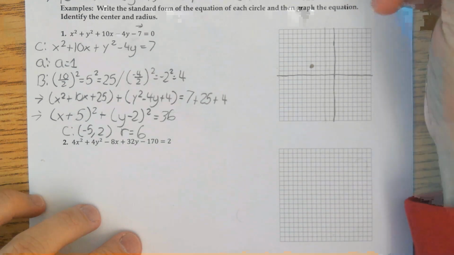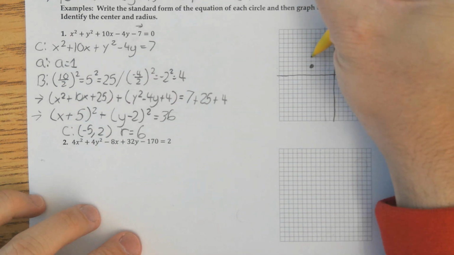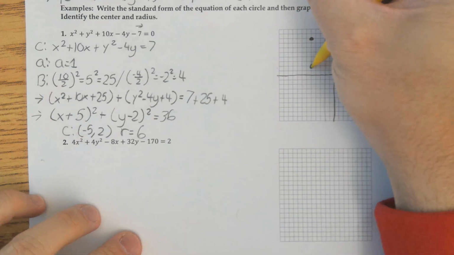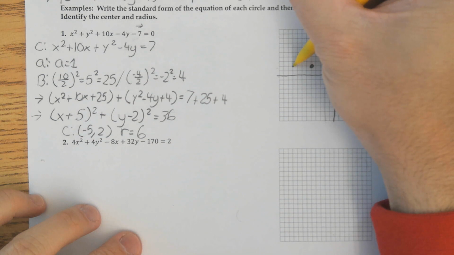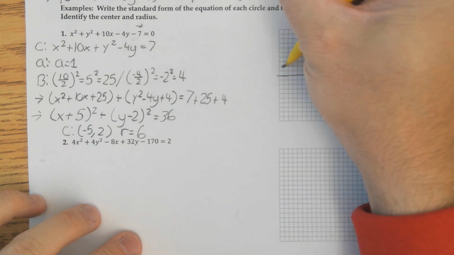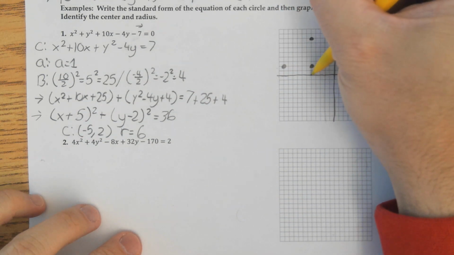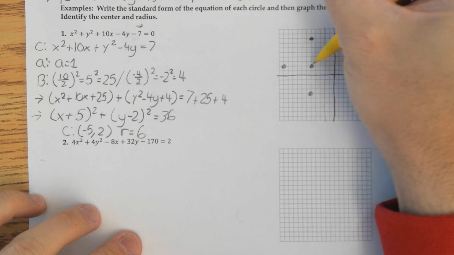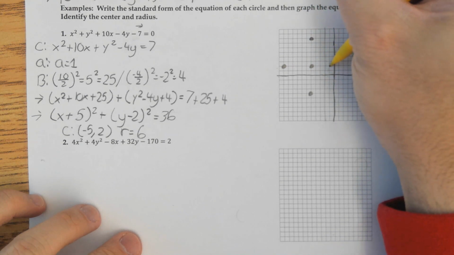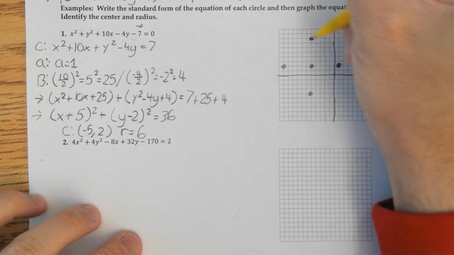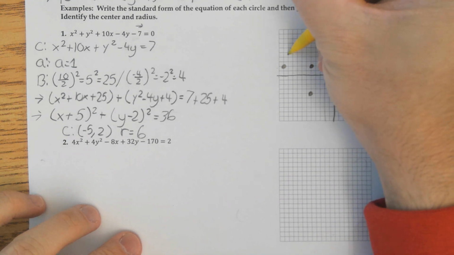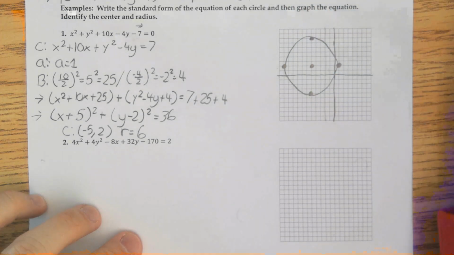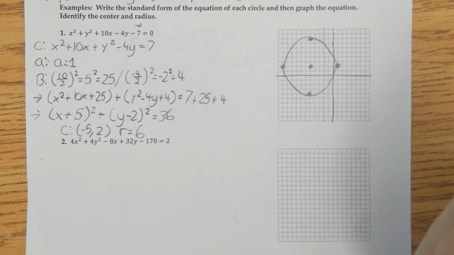And then our radius is 6, so we're just going to go up 6. Left 6. Down 6. And then right 6. And there you go, and then you're just going to connect all the points. So not the best circle there, but I mean, you get the point.